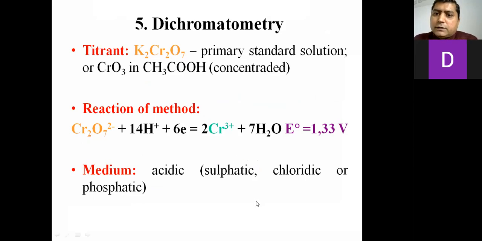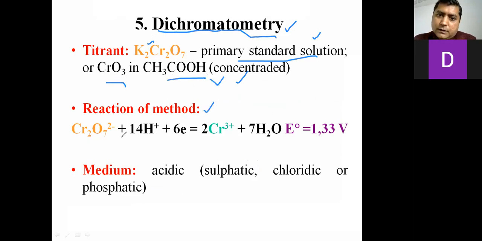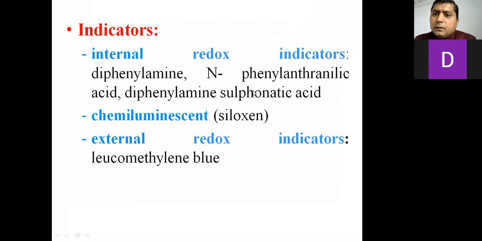Another type of oxidation reaction is dichromatometry titrations. The titrant here is potassium dichromate, and it is a primary standard solution. Potassium dichromate in chromic acid is used. In this reduction method, potassium dichromate is reduced to Cr3+. This oxidation reduction takes place in an acidic medium; sulfuric acid is required, or phosphoric acid, or hydrochloric acid, some acidic medium is required in dichromatometry titrations.